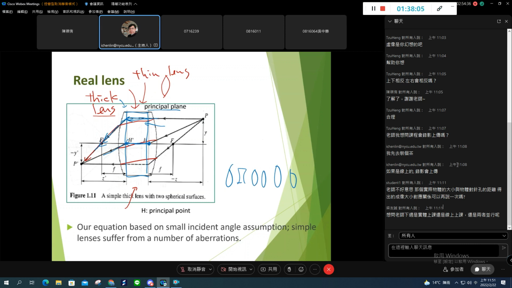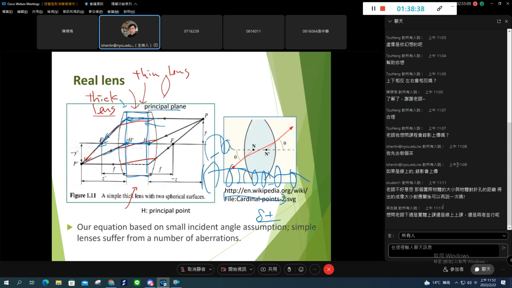In our overview, we have shown that, for instance, in your iPhone 13, you actually have more than 8 lenses for your camera. They have to adjust the light direction to make it project onto your CCD or CMOS within a short distance.